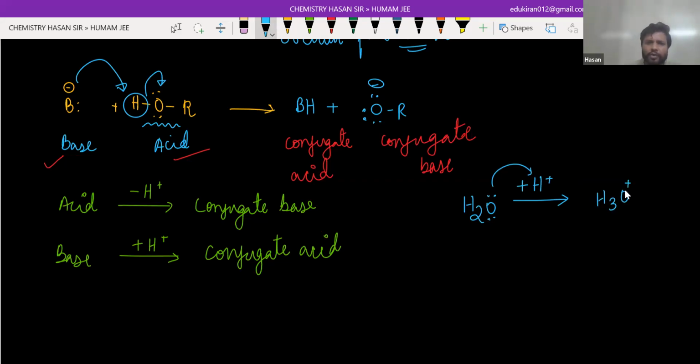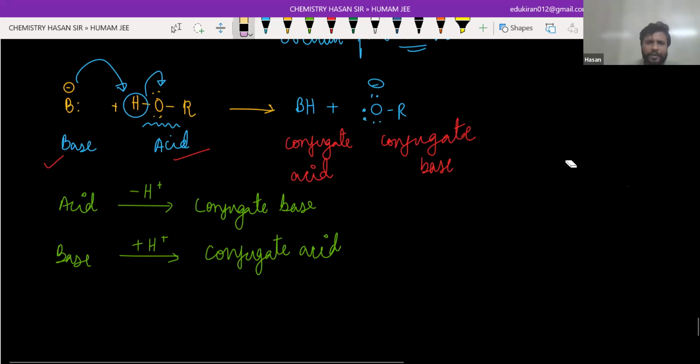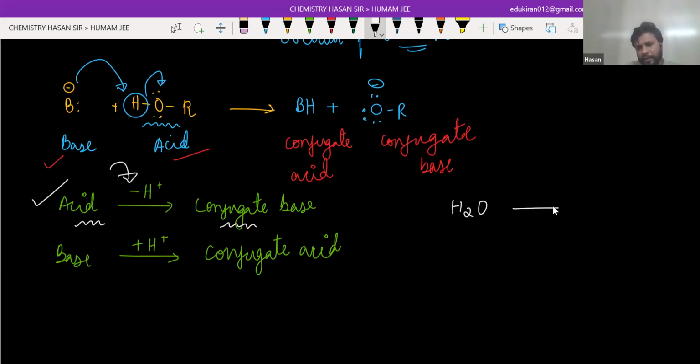So for conjugate base, we need to write conjugate base, right? Just wait a minute, I got confused. So again, if you are going to eliminate H plus from an acid, you will get conjugate base. So let's say H2O. If you need to write its conjugate base, you need to remove H plus, and this will be your conjugate base, OH negative. So right now, H2O is acting as acid.